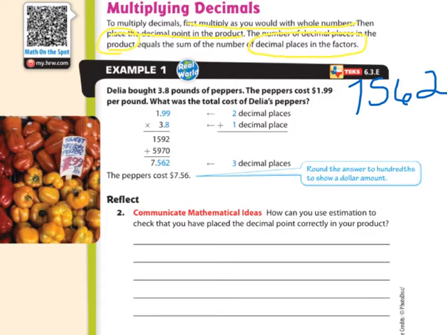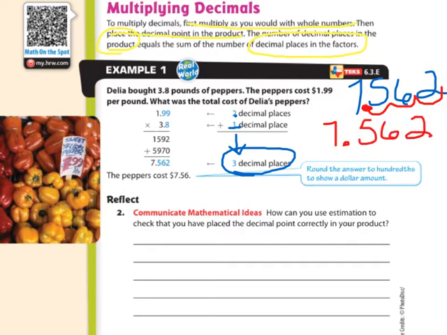Well, our top number has 2 decimal places in it, and our bottom number has 1. So altogether, our answer is going to have 3 decimal places in it. So we start here at the right, and we go 1, 2, 3 over, and so the answer is 7.562.